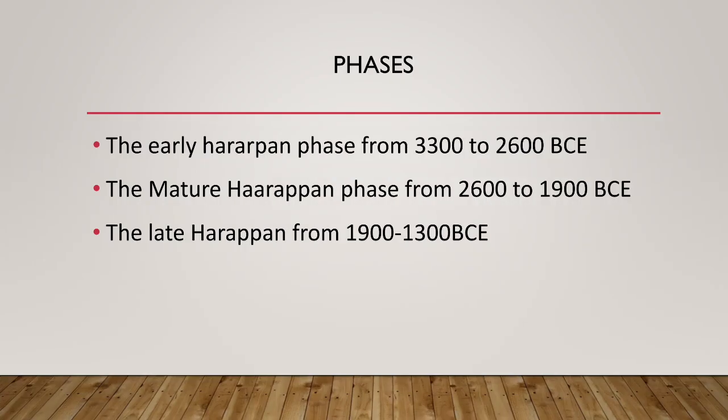Phases. There are three phases. The early Harappan phase starting from 3300 to 2600 BCE. The mature Harappan phase from 2600 BCE to 1900 BCE. The late Harappan phase from 1900 BCE to 1300 BCE. BC stands for Before Christ.